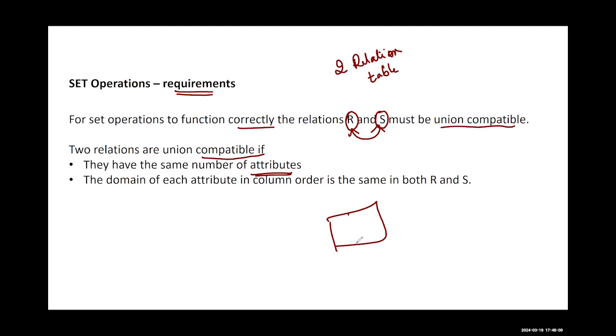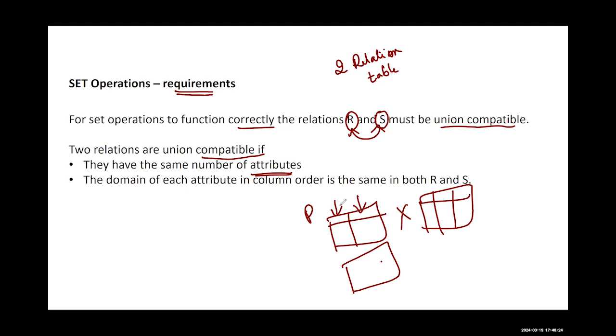Which means if I'm having two columns here, it cannot have three columns over here. That is not allowed. Same number of attributes. Attribute is nothing but the columns. So they should have the same number of attributes. This is not allowed. But if I have another table, if this is R, this is S, this is not allowed. If I have another table Q, then this is allowed.